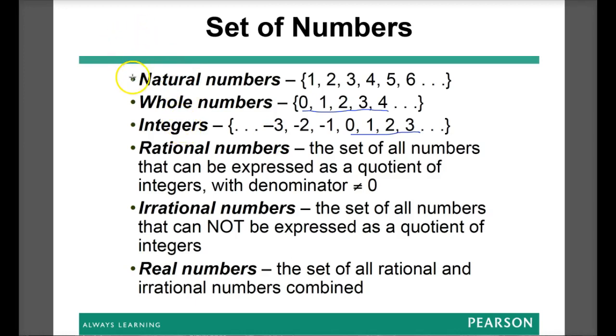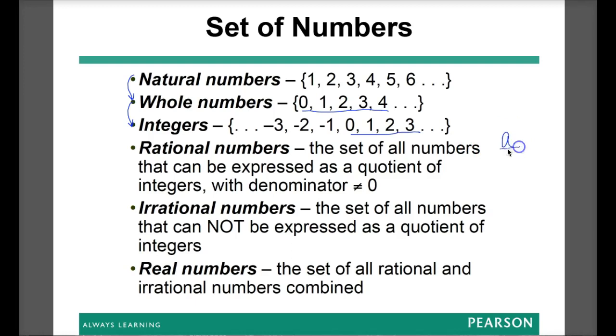And if you notice, every natural number is a whole number. Every whole number is an integer. So these sets sort of feed into each other. Rational numbers are essentially numbers that can be written as a fraction. And so the way that it's shown here on this slide is that it says the set of all numbers that can be expressed as a quotient of integers with a denominator not equaling 0.